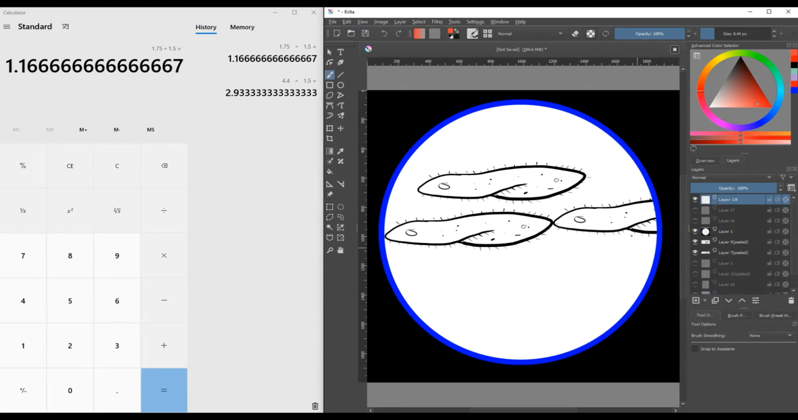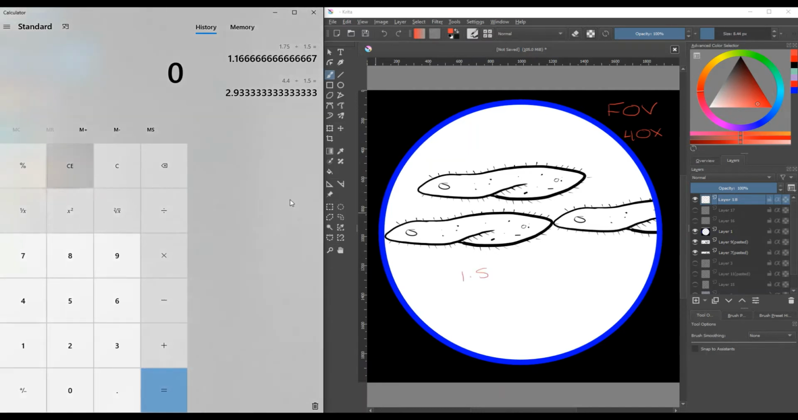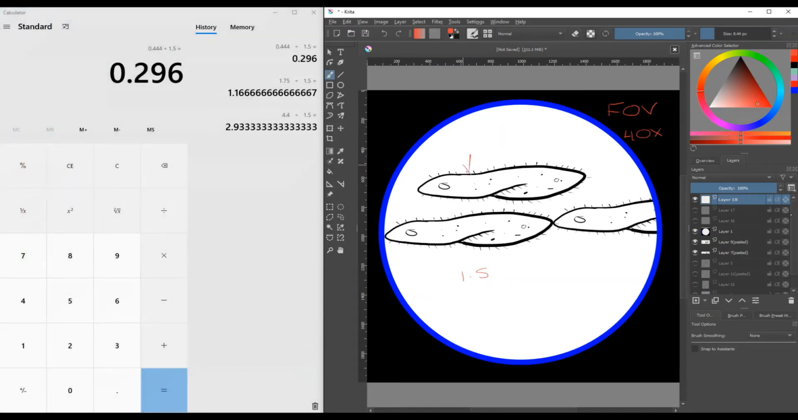Our final example with the paramecium is going to be our objective lens being the 40 times. The diameter is 0.44 millimeters, and the cell fits across 1.5 times. So same process: divide the field of view diameter by the number of times the cell fits across the diameter, and you get 0.296 millimeters as your length of the cell.